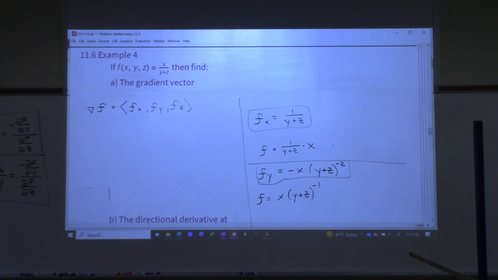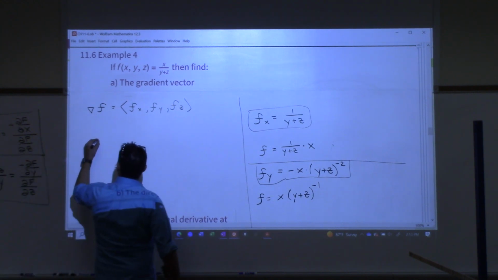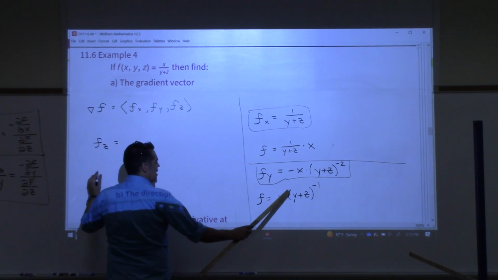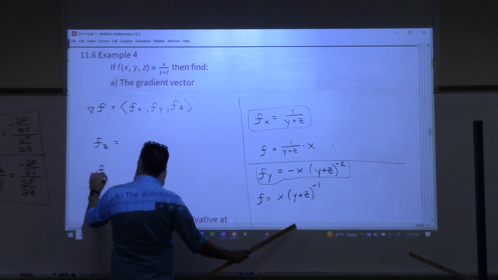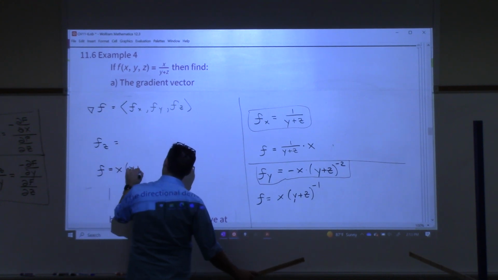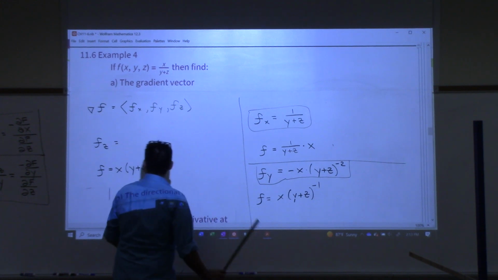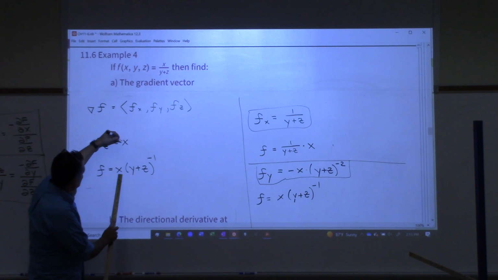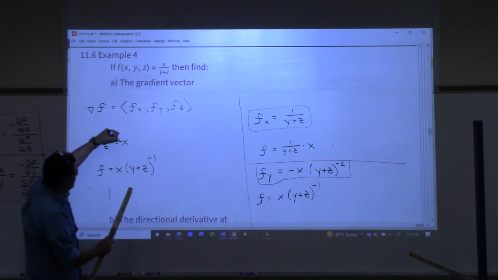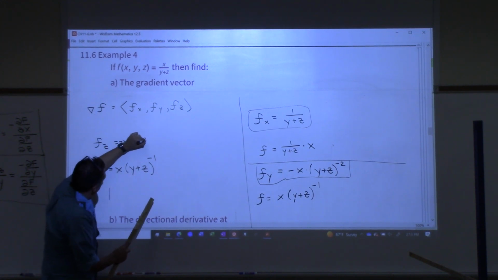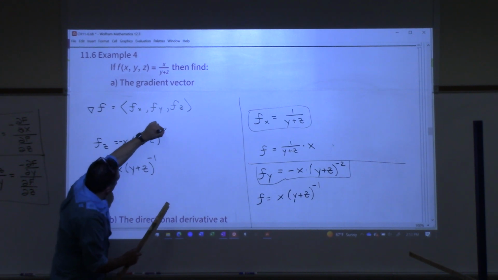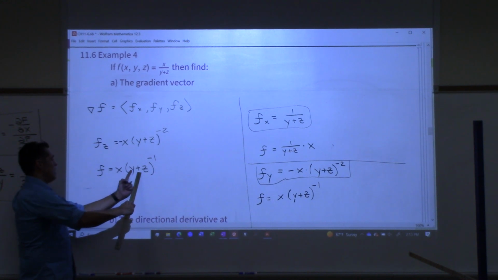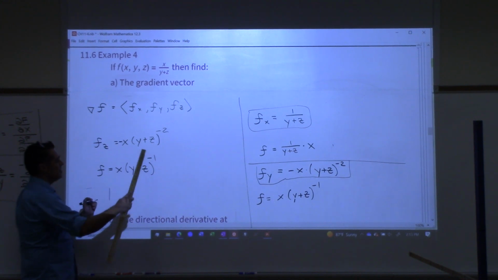Third one's going to work almost the same, isn't it? If I want the partial of f with respect to z, I'm going to look at f the same way I looked at it here. F is x and then y plus z to the negative 1. So if I do the derivative again with respect to z, x is a constant, comes for the ride. I bring the negative 1 out, so I'm going to put the negative in front of the x. And then I have y plus z to the negative 2. And then I take derivative of what's inside with respect to z. That means the derivative of that's 0 and derivative of that's 1. So I get the same exact thing, right?